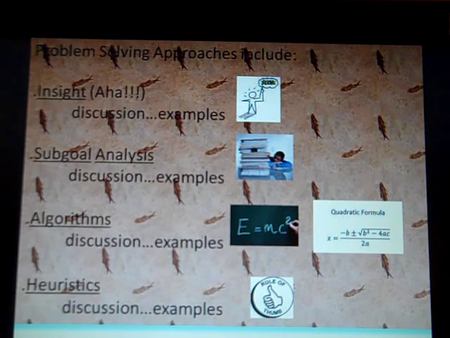Now the next problem-solving approach is sub-goal analysis. Very simply, by definition, sub-goal analysis involves taking a large task and breaking it down into mini tasks. Okay? Again, taking a large task and breaking it down into mini tasks or smaller tasks. Example, research paper.